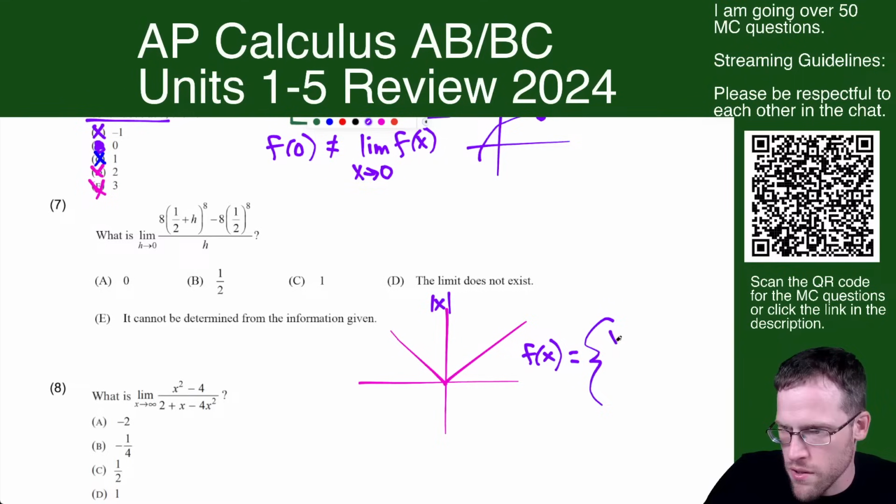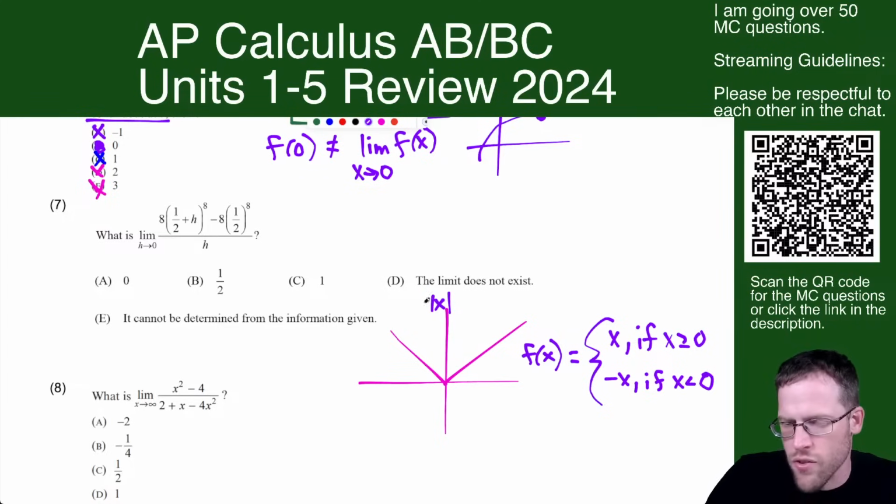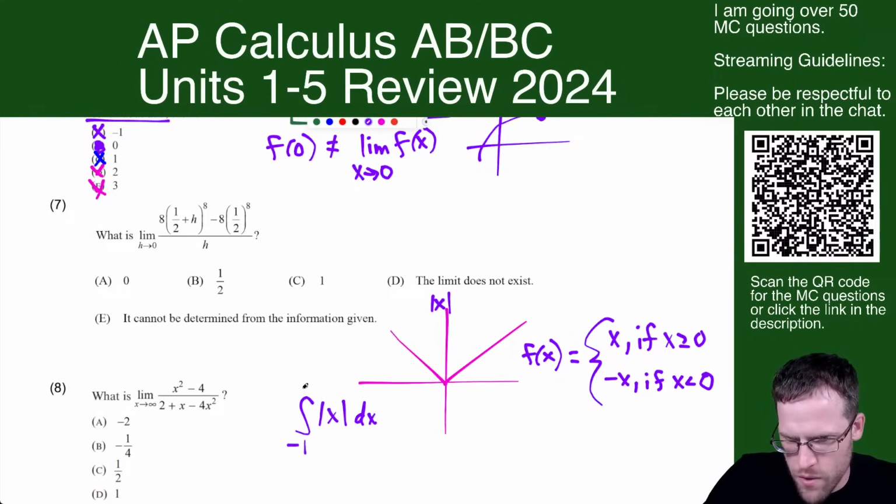Here, that's a better curly bracket. If x is greater than or equal to 0, and then negative x if x is less than 0. So if they ask you to integrate absolute value x from, I don't know, -1 to 2, honestly, I would just find the area of these two triangles. Use geometry.